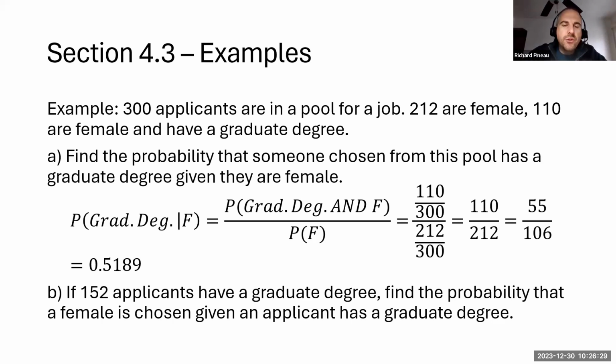Applying the formula, we have the numerator of graduate degree and female, and in the denominator, the probability that they are female. In the numerator, we were told that there are 110 females who have a graduate degree out of the 300, and we have 212 females. So that's why we have 212 over 300. That simplifies to 110 over 212, or 55 over 106.